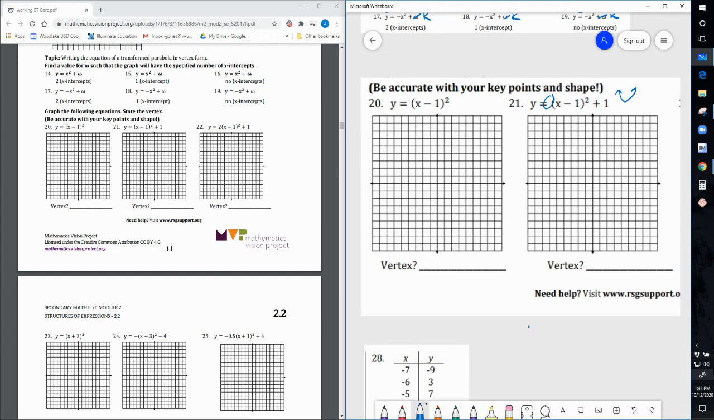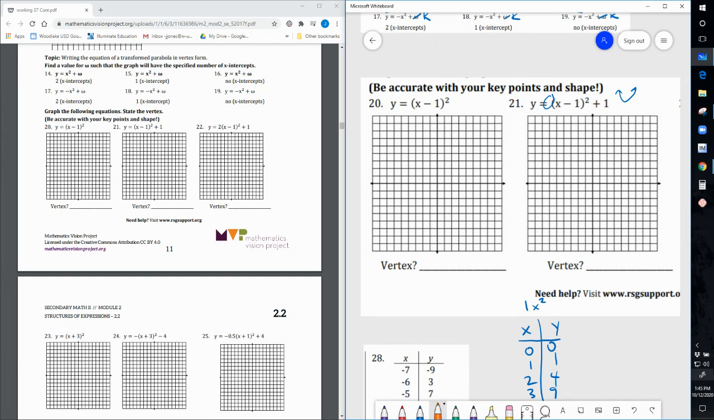I'll draw a little table down here so you can remember. After the vertex at 0, 0, we go over 1, up 1, over 2, up 4, and over 3, up 9. This is the table of the parent function, which is the same movements for all graphs with the stretch of 1. So with that being said, let's go ahead and plot some points.